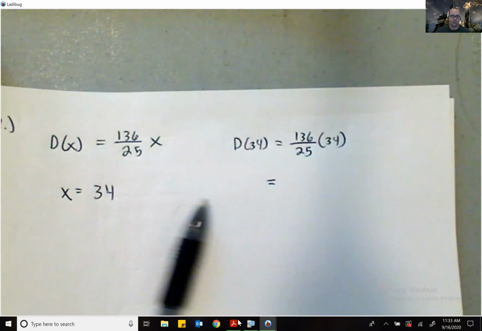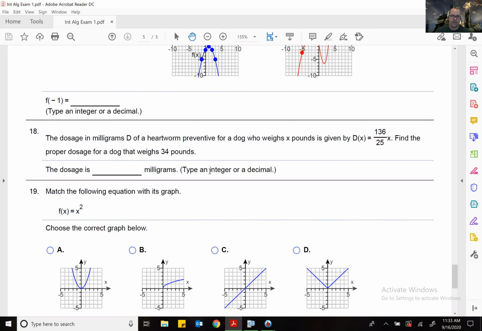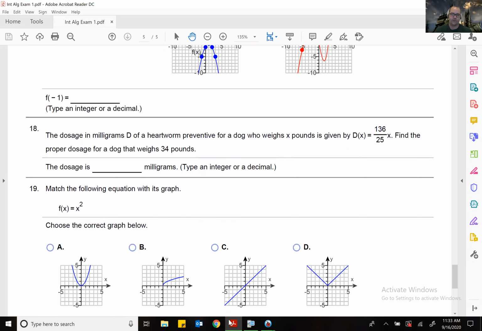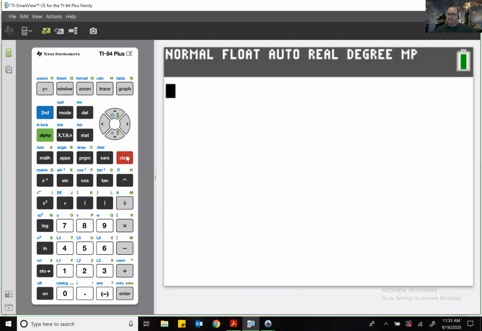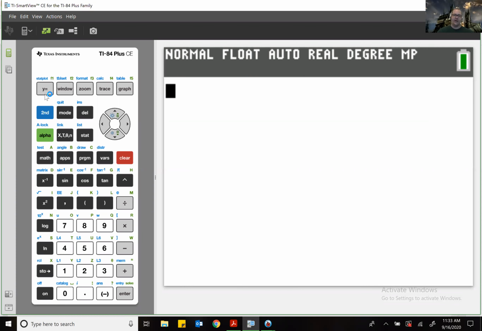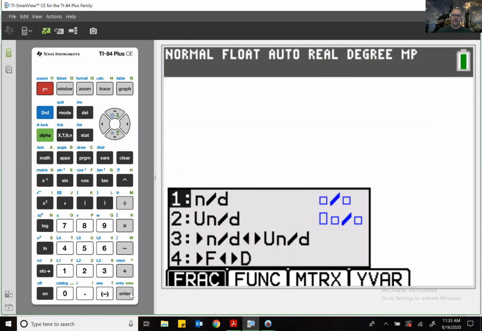Now, let's take a look real quick. It says your answer should be an integer or a decimal. So no fractions on this. So just go to your calculator. Where are my fraction keys? How do I get my fractions? Come on, where's our best friend? Where's that best Alpha friend? Alpha Y. And it's right there. It's number 1. Hit enter.